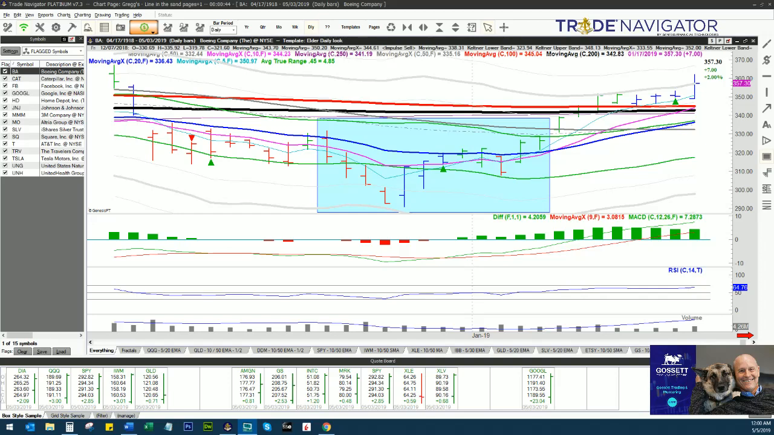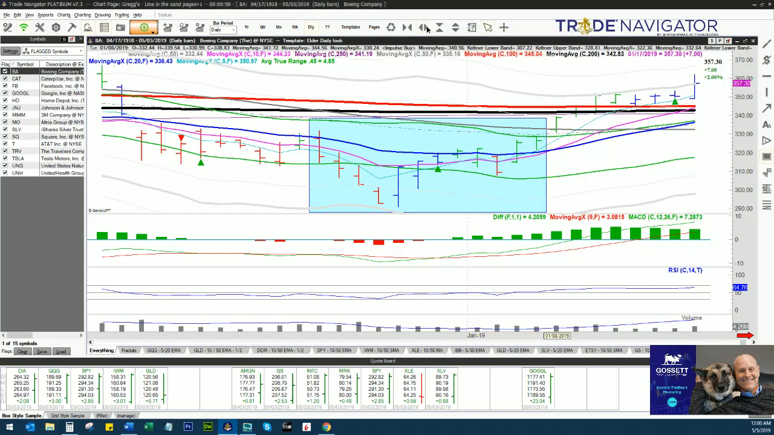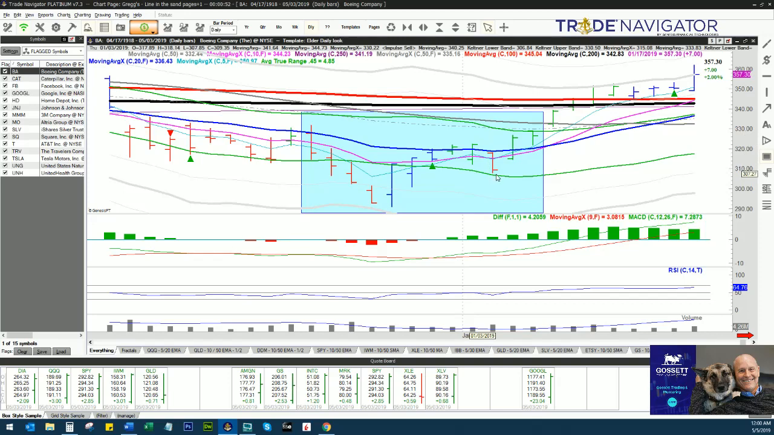Okay, so what is a higher low? Well, it's pretty self-explanatory. It is basically a low that is higher than the previous low. So you can see this particular low here, this is Boeing. This particular low is lower than this particular low. And let me tell you a little secret. When you have a lower low, this is lower than this low.